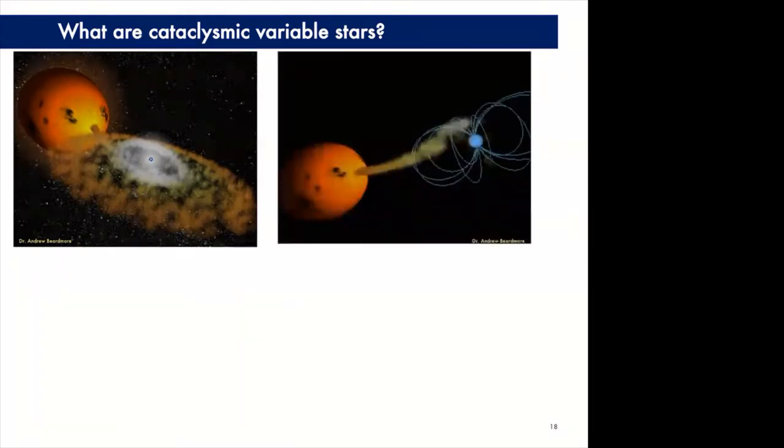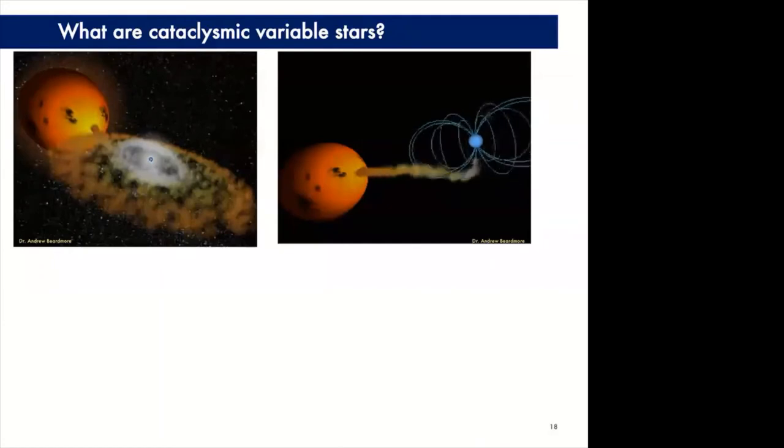Now, if on the other hand, the white dwarf has a very strong magnetic field, something different occurs. It won't allow an accretion disk to form. So in this case, you'll find that the stream of hydrogen from the secondary star is attracted towards one of the poles of the white dwarf. And you can see this accretion gas funnel streaming down first on one pole of the white dwarf and then on the other pole.